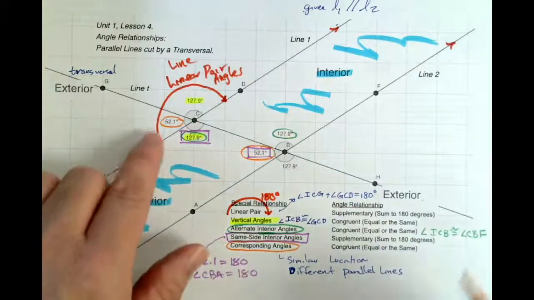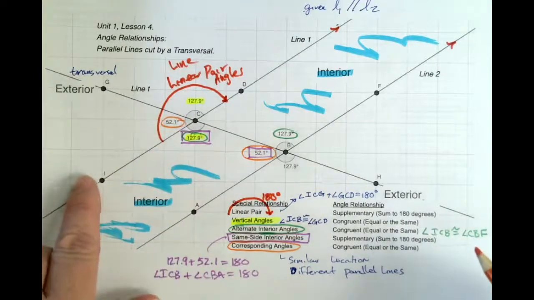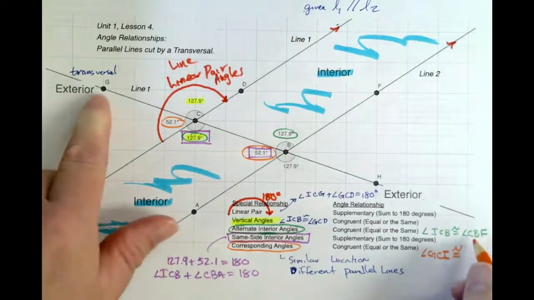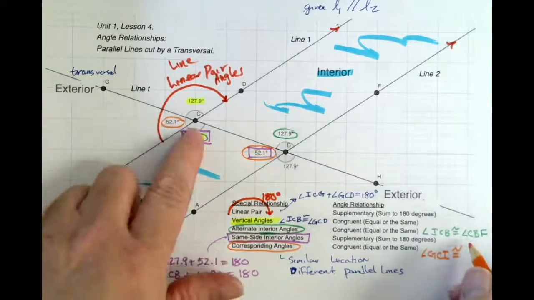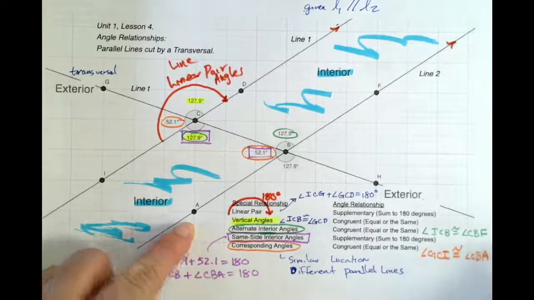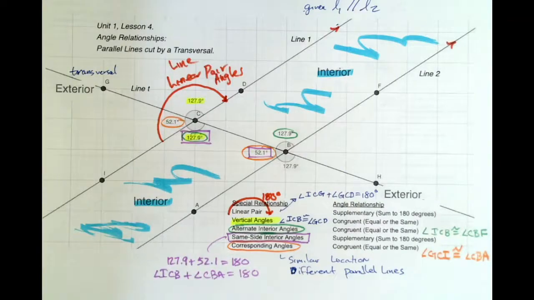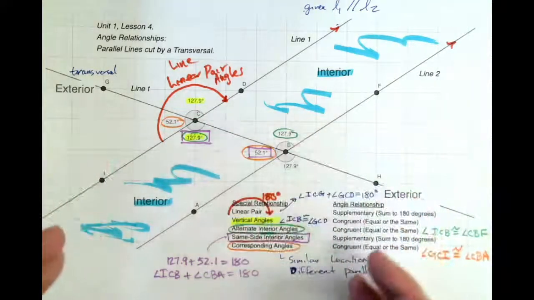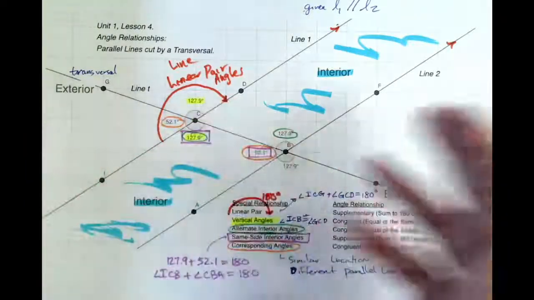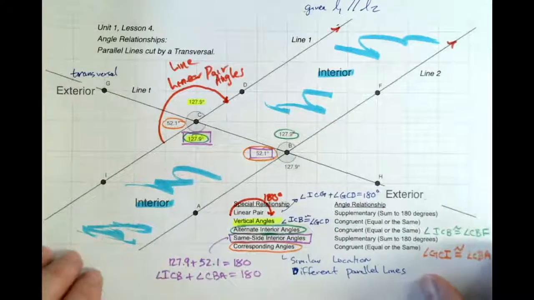So let's make a statement here that angle GCI is congruent to CBA. And that's all of the special relationships. And by knowing just that piece of information, if you have just one angle, you can find all the missing angles like a puzzle.